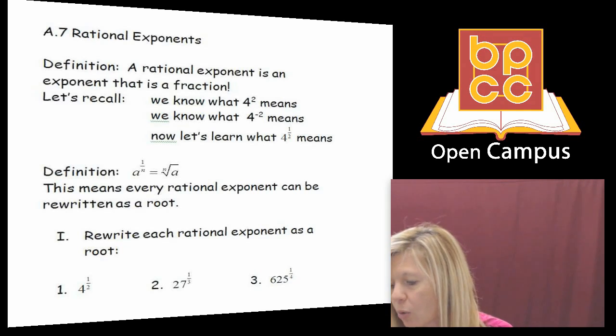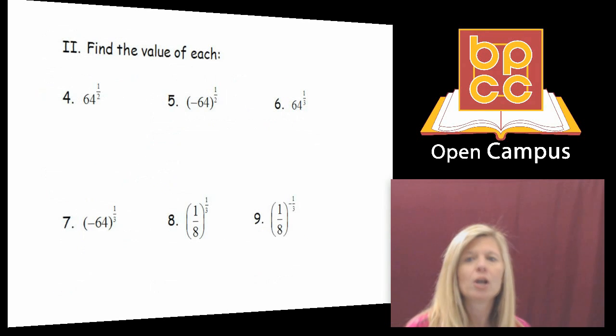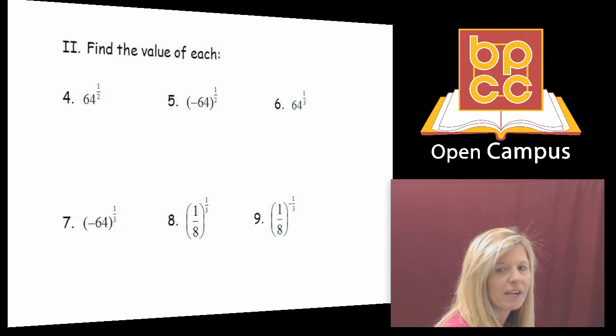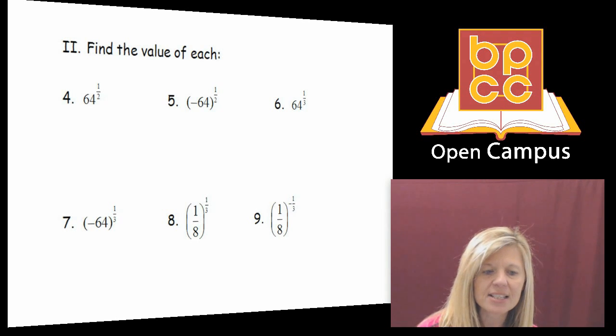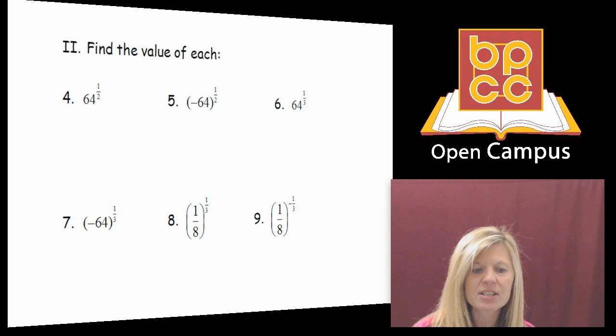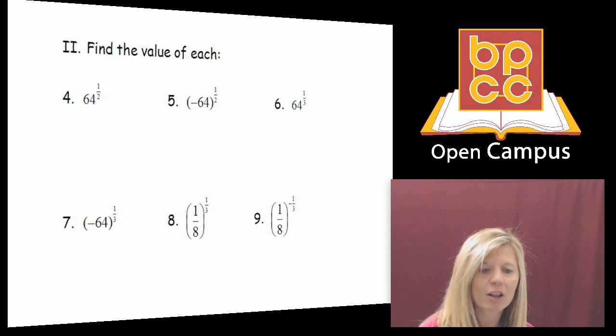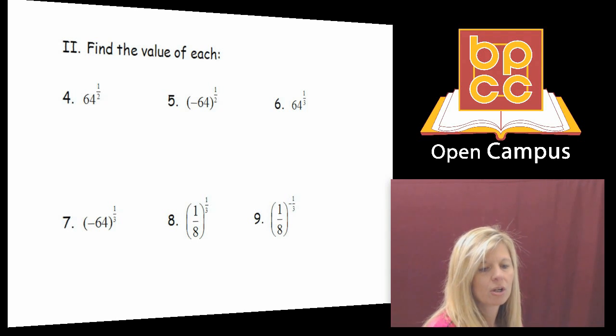So if we look, we're going to go to our examples. It says here to find the value of each. We're going to work each of these examples out. If you look, each of these examples has an exponent, a superscript. But each of the exponents is a fraction. So you've got to learn how to rewrite these as roots. So let's go to the board.